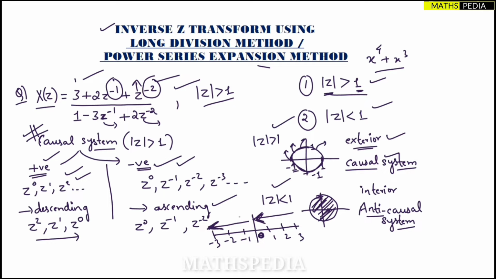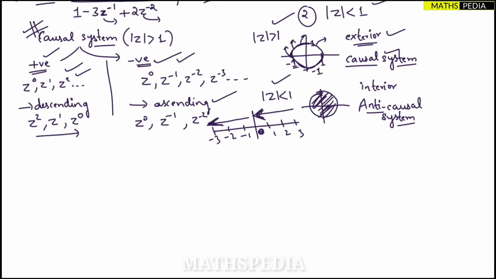Now what about anti-causal? Anti-causal will be opposite of this. So let me just quickly tell you that also. So let us consider the anti-causal system. Now you will be having some confusion what is this ascending and all. We'll get to know when we'll solve the problem. So just wait for 2 to 3 minutes.